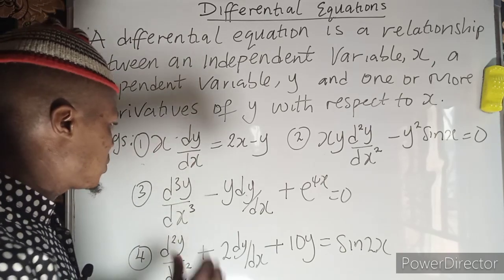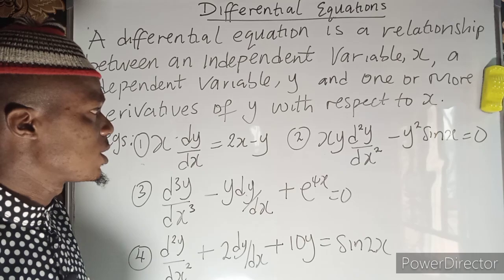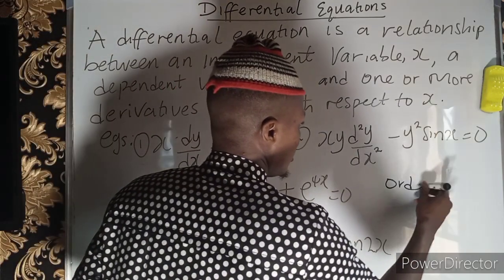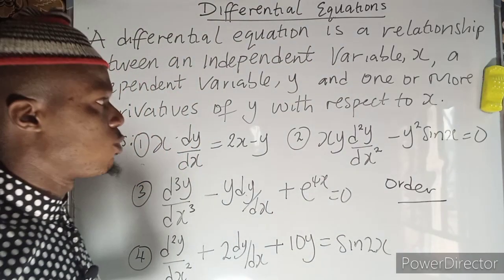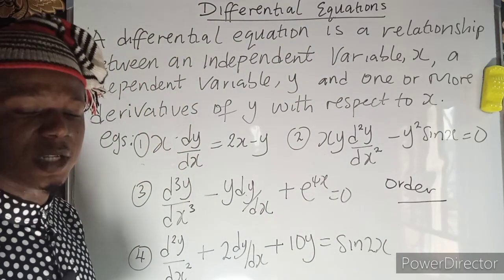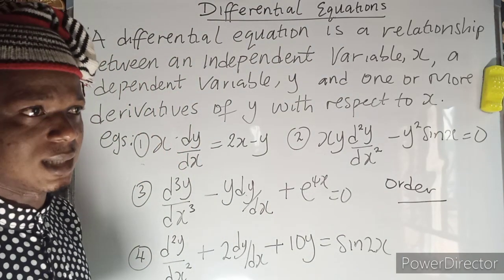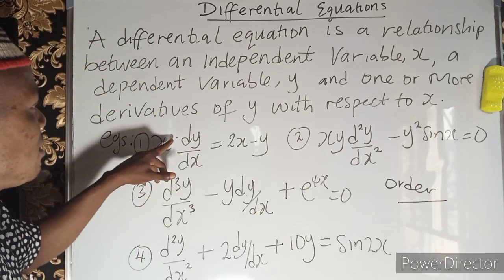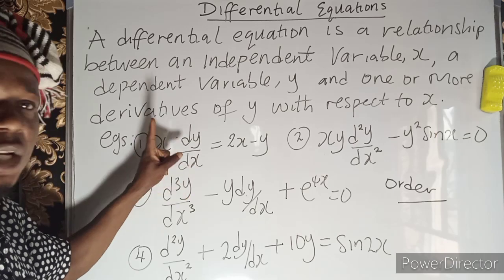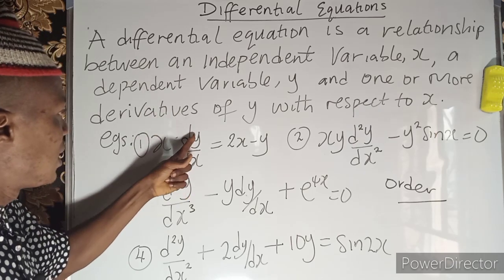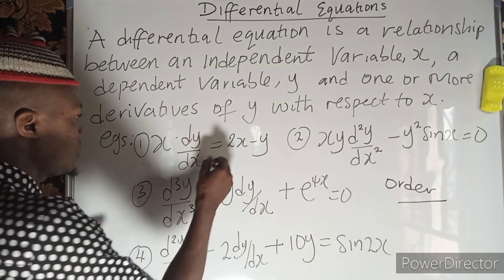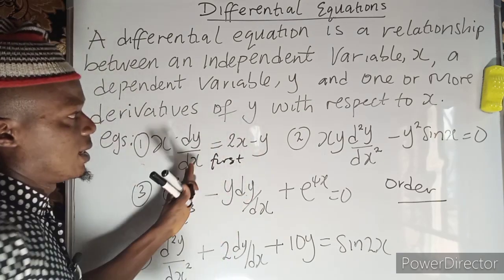Now, having learned the meaning of a differential equation and the examples, there is what we call the order of a differential equation, because a differential equation can have many orders. Look at the first example here. We can see that we only differentiated y with respect to x one time. That is, the power here is 1. So this is said to be first order.